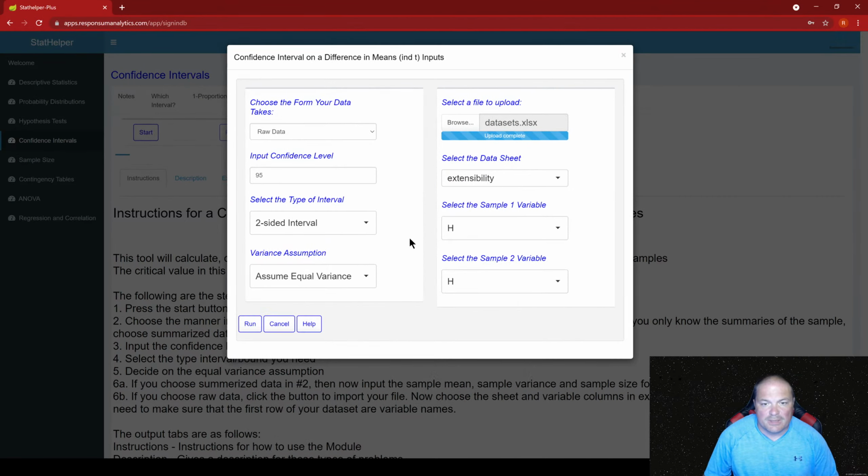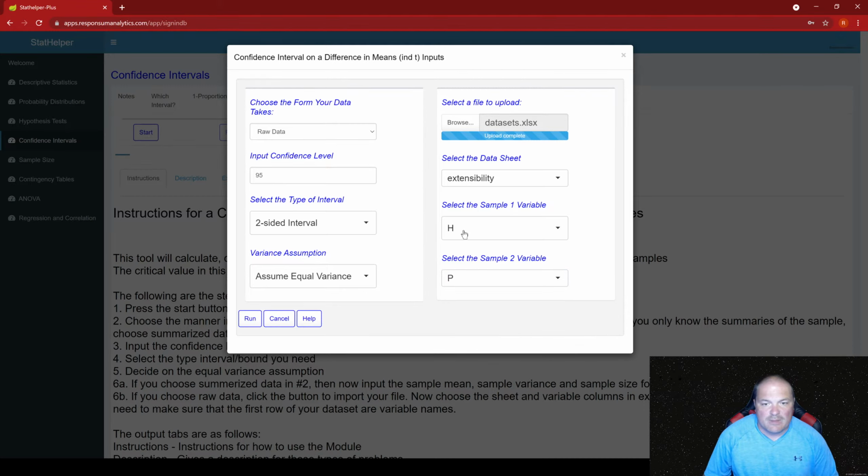We're going to choose extensibility. Again, we'll keep the first one H and the second one P. So you notice the box to the right, all the same as what we did when we did the hypothesis test.